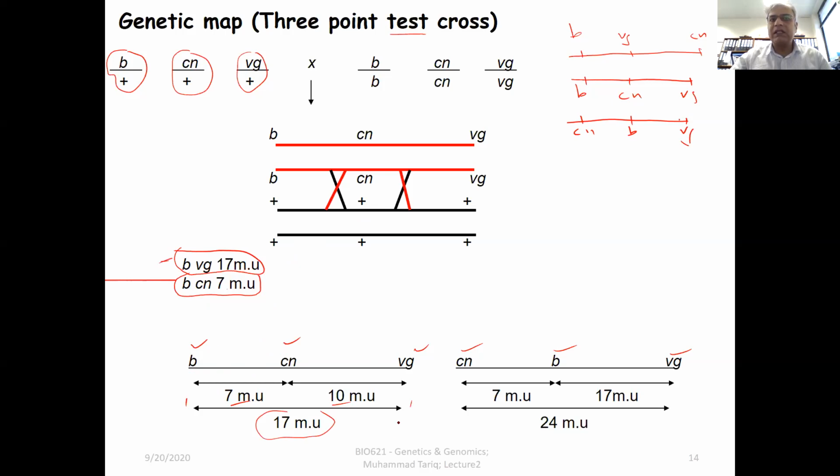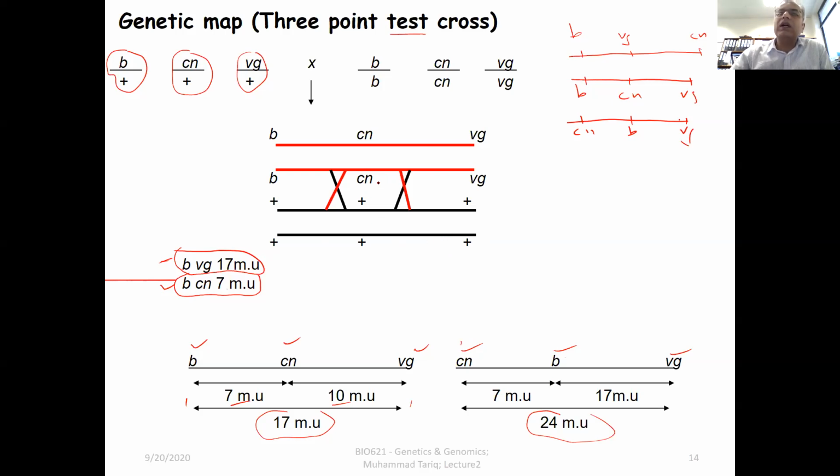The other possibility is that black is in the middle. Cinnabar and black are 7, we know, and black and vestigial are 17. With black in the middle, the additive distance between cinnabar and vestigial is 24. One possibility is to do a cinnabar vestigial dihybrid cross and see whether the distance fits, but that would further confuse you.